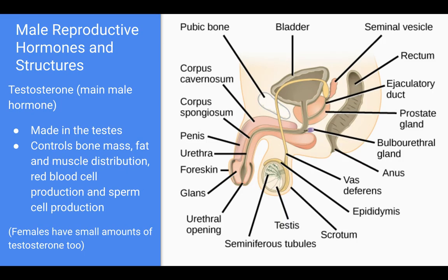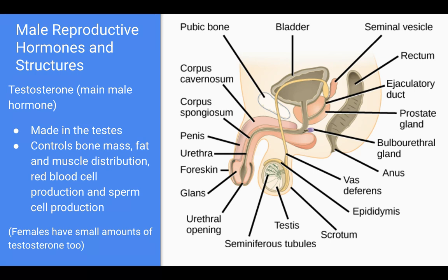Okay, so there are glands for the male reproductive system in the testes. That's the main area where the hormone is created. There's one main male hormone for reproductive purposes, and that's testosterone. Now, some people think that females don't have testosterone. They actually do have a little bit of it, but it's mainly in males in those high levels. It's made in the testes, and it actually controls quite a few things that aren't related to reproduction. For instance, increased testosterone will increase your bone mass. Generally speaking, males have higher bone mass.